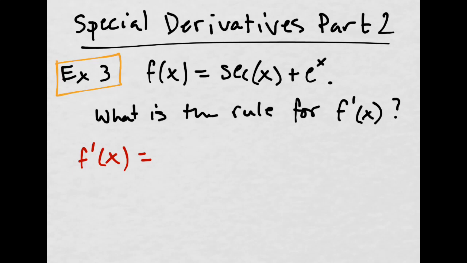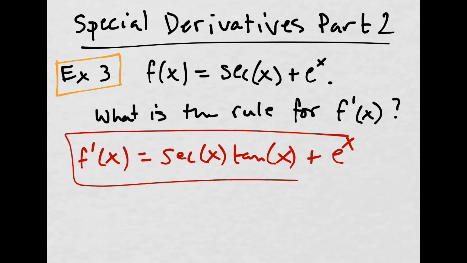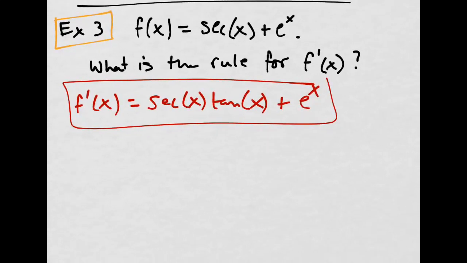I'll take the derivative. The derivative of secant is, pause it, maybe think of it yourself. What is it? Yes, secant tangent. And the derivative of e to the x, that's the weird one, is just e to the x. That's all you do there. The derivative of e to the x is just e to the x. It's beautiful like that, you know?